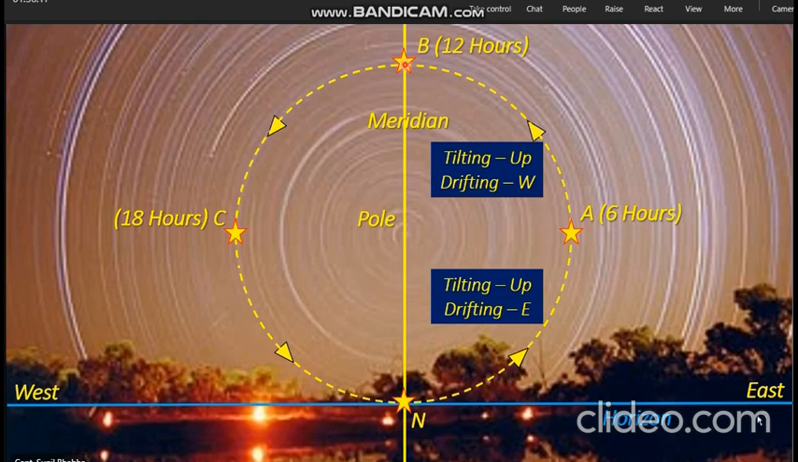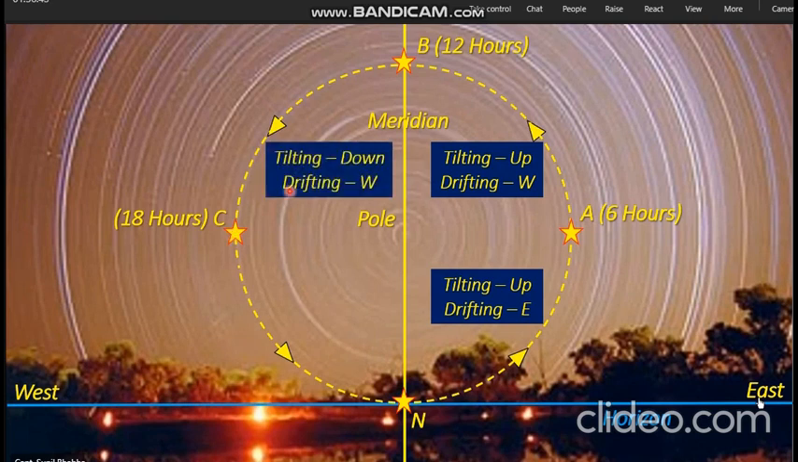Yes, sir. Point Bravo, the gyro star is going to move from Bravo to Charlie. When it is moving from Bravo to Charlie, you can now observe that the altitude of the gyro star is decreasing. It is coming down in the sky. So that tells us that the tilt of the spin axis will also be decreasing. The spin axis will also be moving downwards. So we can say that the spin axis is tilting down.